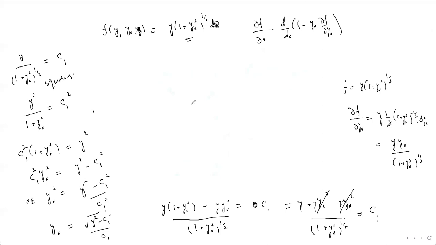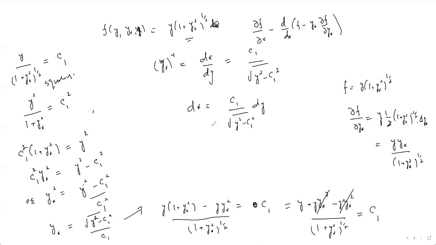So now, as I was saying, this y_x is actually dy by dx. So y_x inverse will be equal to simply dx by dy. That is, 1 by y_x will be equal to dx by dy. So what will this be equal to from this equation? It will simply be equal to c1 divided by the square root of y square minus c1 square. Fine? Now I can make the variables separable. So you can write this as dx will be equal to c1 divided by the square root of y square minus c1 square, into dy.